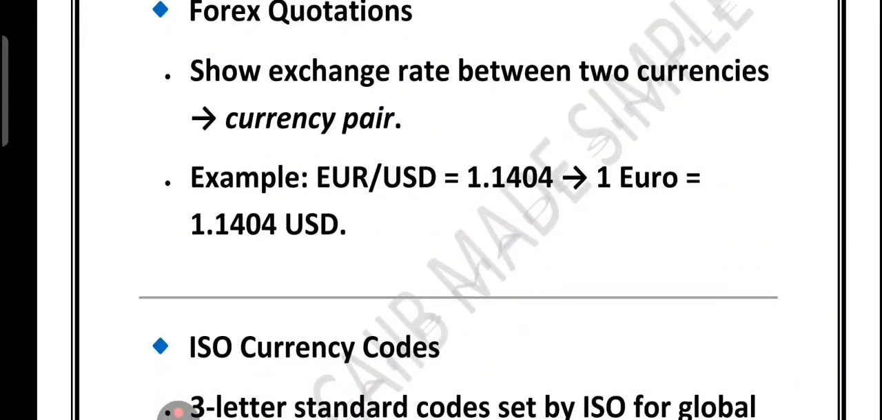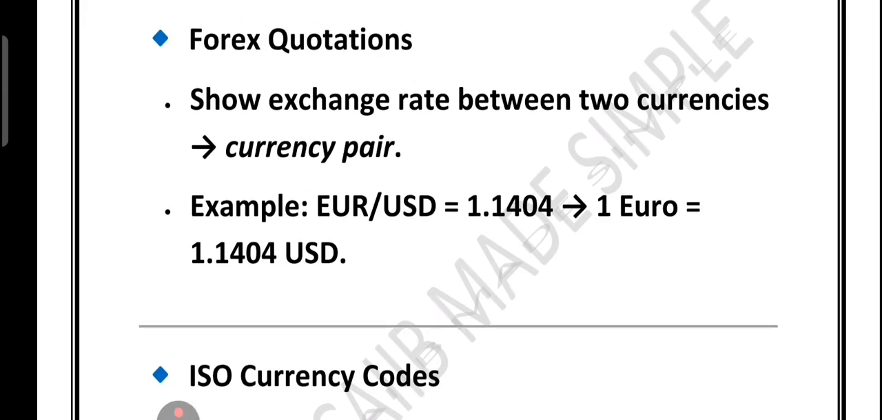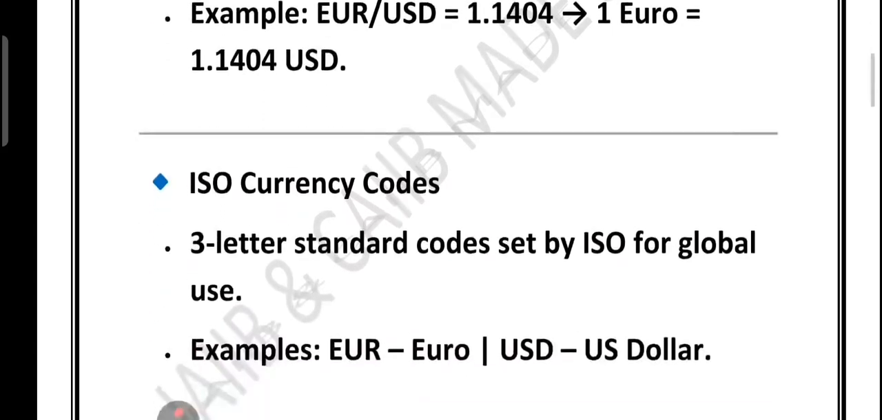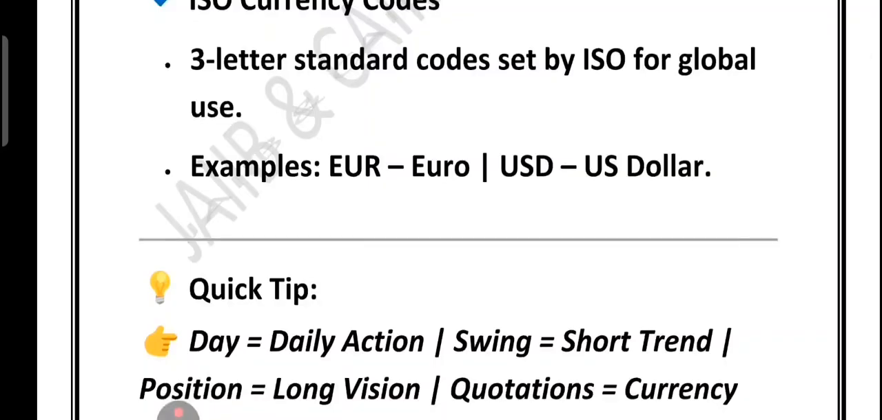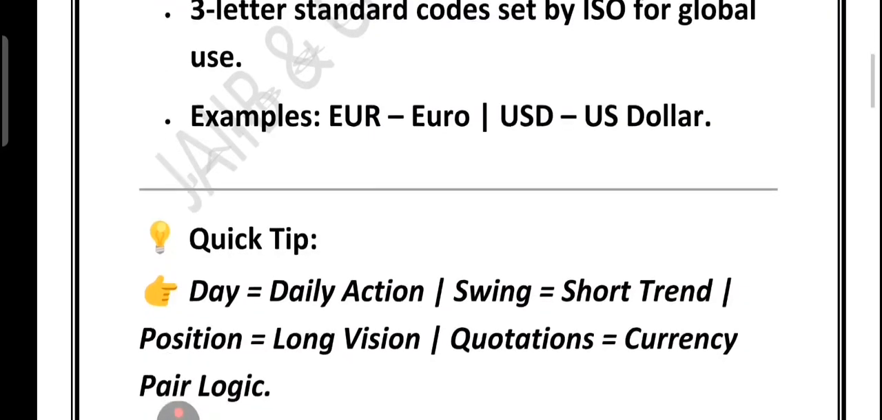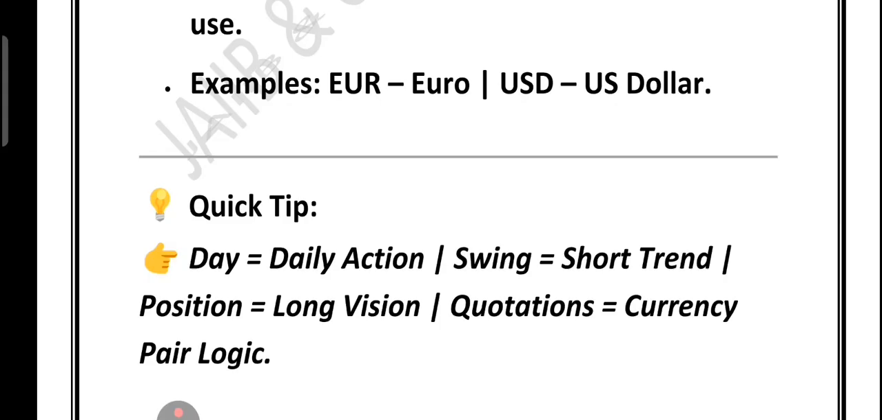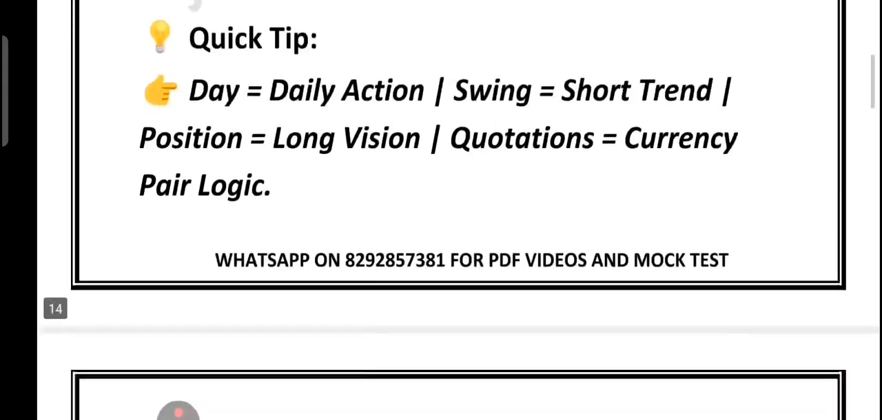Now, if we talk about the Forex quotation, when I say quotation, what does it mean? It shows the exchange rate between two currency. Suppose we have a currency pair and we want to know the exchange rate. So that can be known through the Forex quotation. Like suppose I say euro per dollar is 1.1404. So that means 1 euro is equal to $1.1404. If you look at the ISO currency code, it is a kind of 3-letter standard code set by ISO, International Standard Organization, for global use, like EUR for euro, USD for US dollar. So remember, day means daily action, swing means short trend, position means long vision, and quotation means currency pair logic.